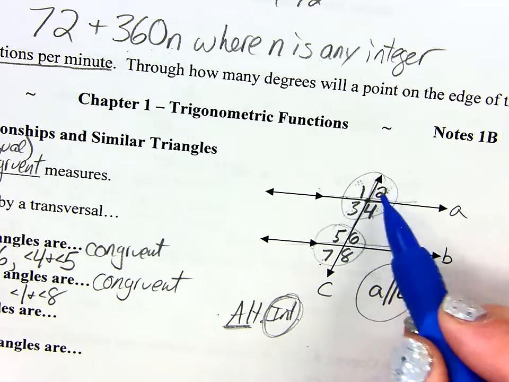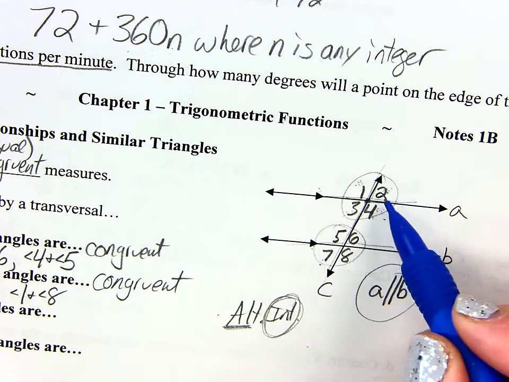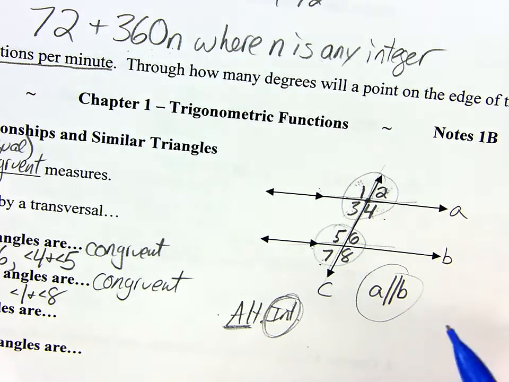And alternate exteriors, same thing. Opposite sides of the transversal, but outside the parallel lines. So we just said 2 and 7 and 1 and 8. And we determined that they are also congruent.